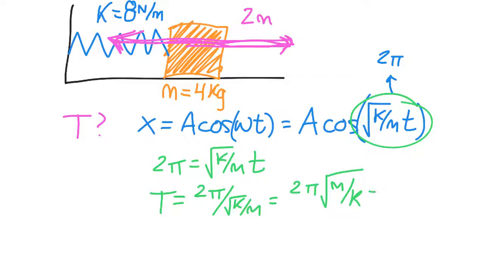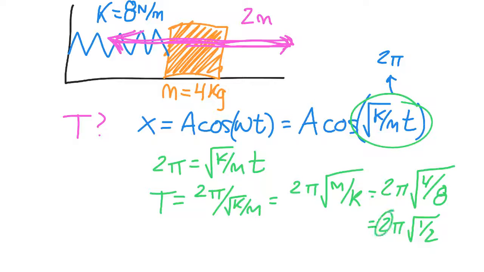And we have m and k, so the period is 2 pi square root, mass is 4, k is 8. So this results in 2 pi times the square root of 1 over 2. 2 over root 2 is the square root of 2, so this is the square root of 2 times pi. That's how long it'll take for that to oscillate back and forth.